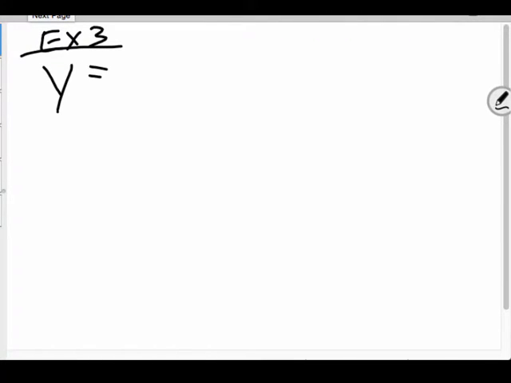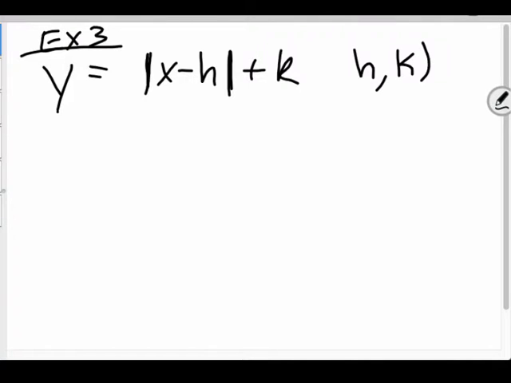If I say y is equal to |x minus h| plus k, and I know that h comma k is actually the vertex of my function, I still want to be able to control the function in one way or another. So one way to do that is to change what we call the amplitude.